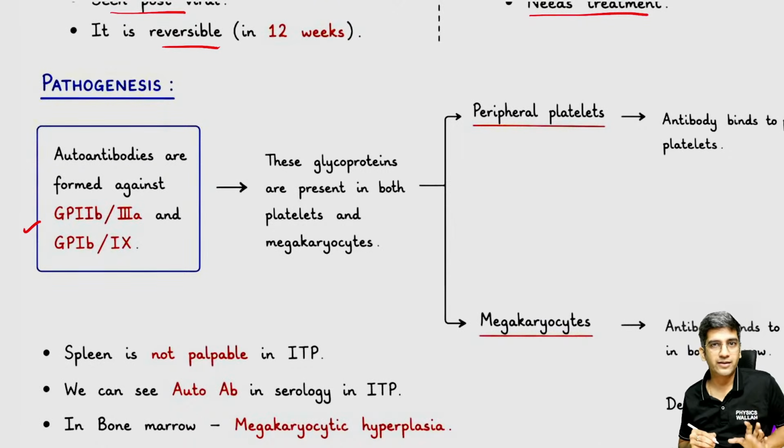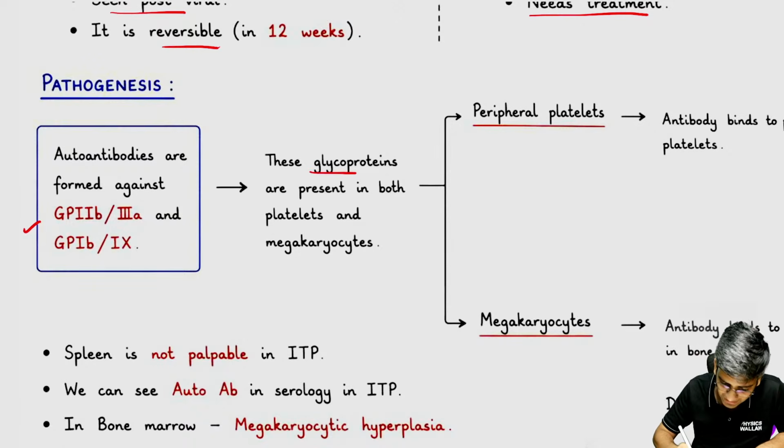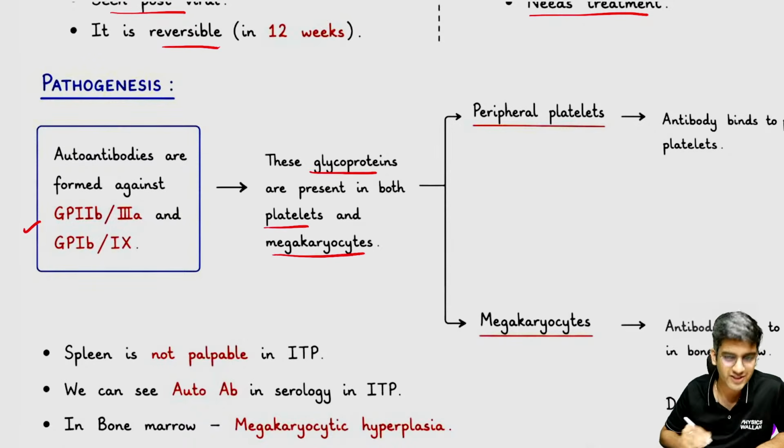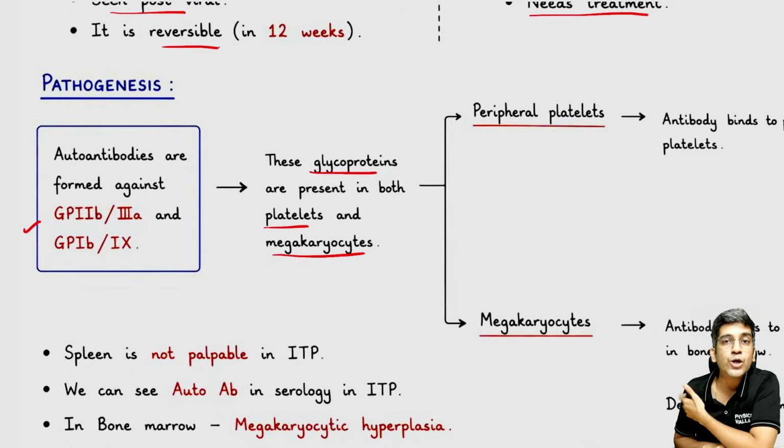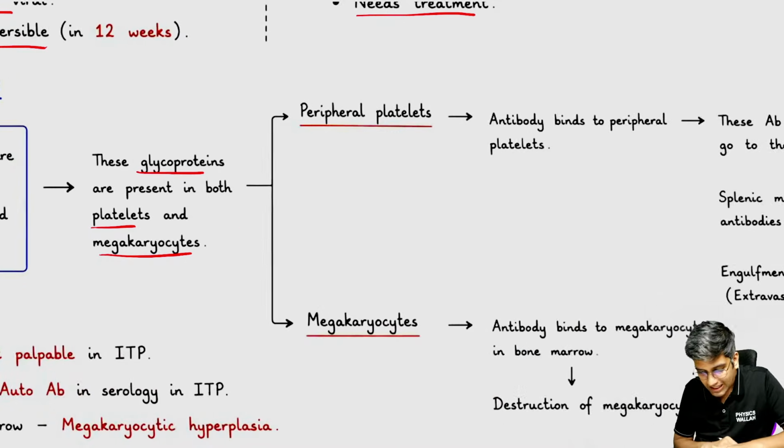2B3A, 1B9. These are platelet surface glycoproteins. My body will produce antibodies to that. So what's the big deal? There is one change between this and autoimmune hemolytic anemia. The change is here: the glycoproteins are present in two places, both in the peripheral platelets and also in the bone marrow megakaryocytes. So what will happen?